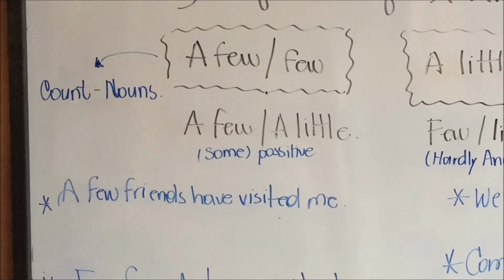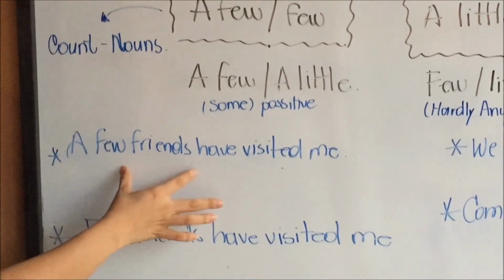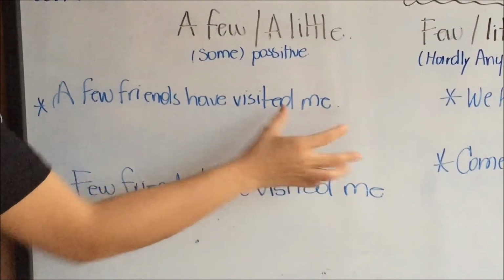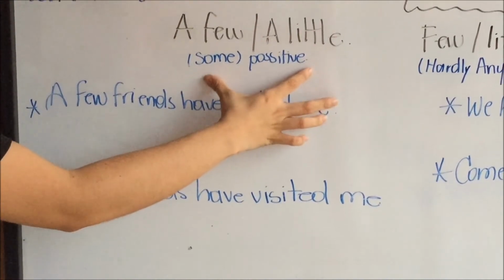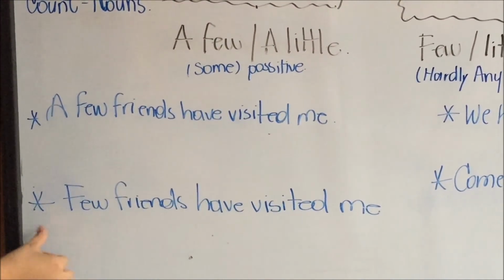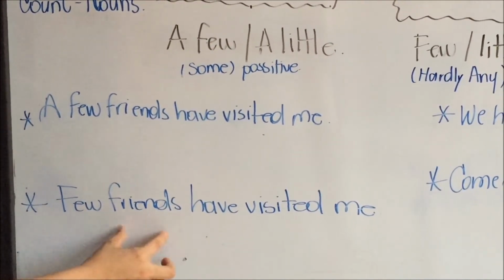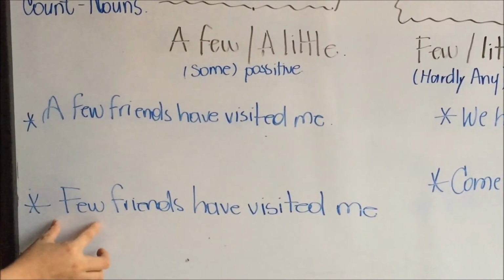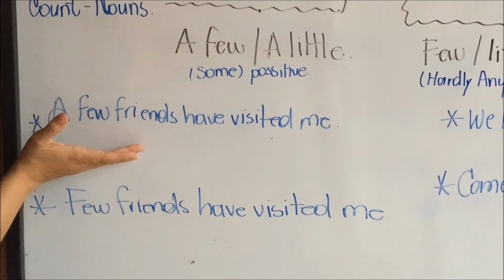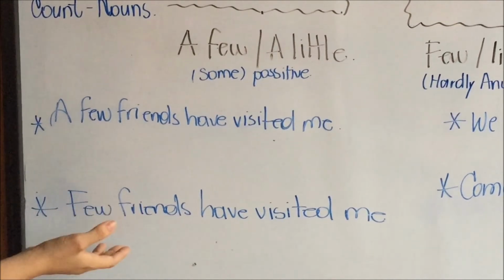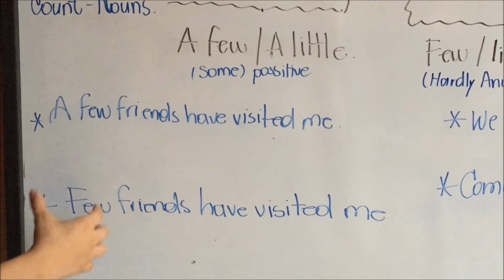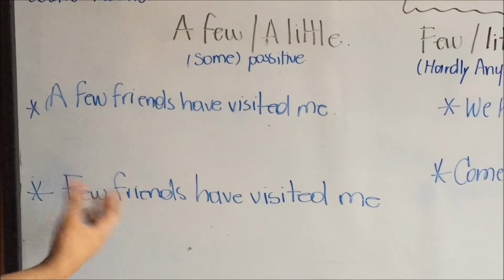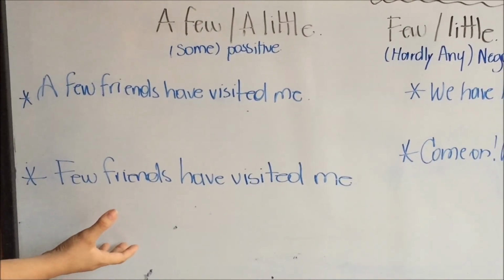Here we have another example. The first one, a few friends have visited me. So, a few, some, and it means something positive. And the second one, few friends have visited me. Few. So, in the first one, we are expressing a positive idea, something good. And the second one, we're expressing a negative idea, an absence of something.